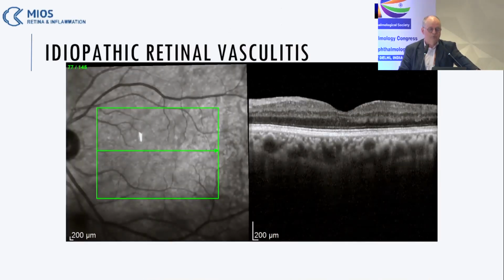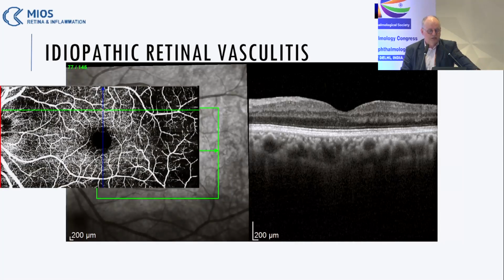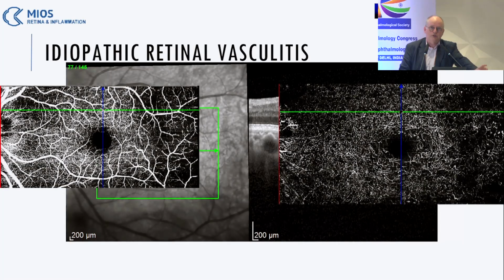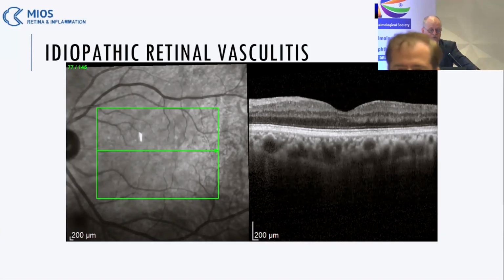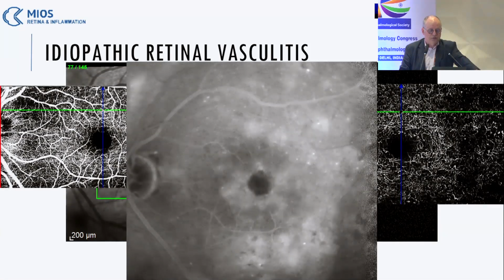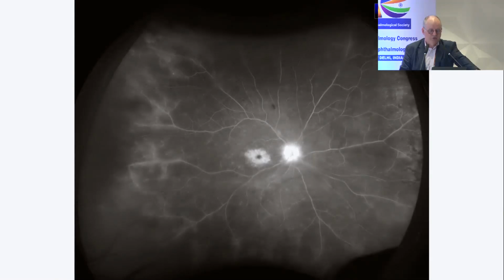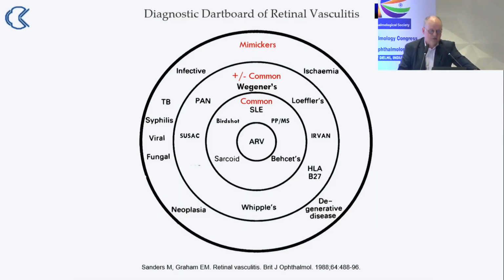We also have idiopathic retinal vasculitis, where we don't find any other cause, and it is often associated with lack of vasculature around the macula, which ultimately will lead to some loss in vision and macular edema. Here's another case of idiopathic vasculitis involving the periphery, giving you macular edema as well as the optic nerve.